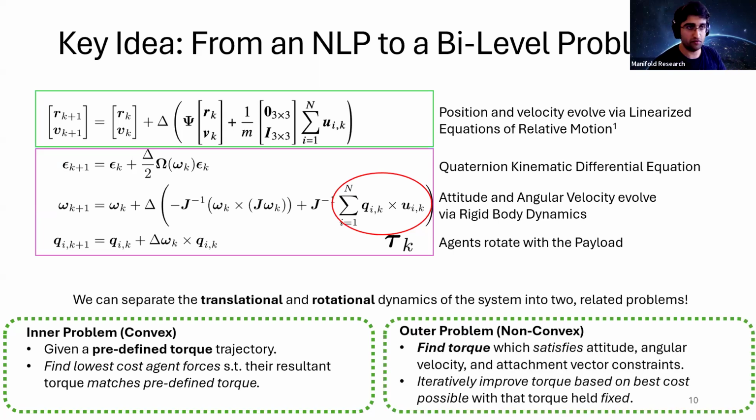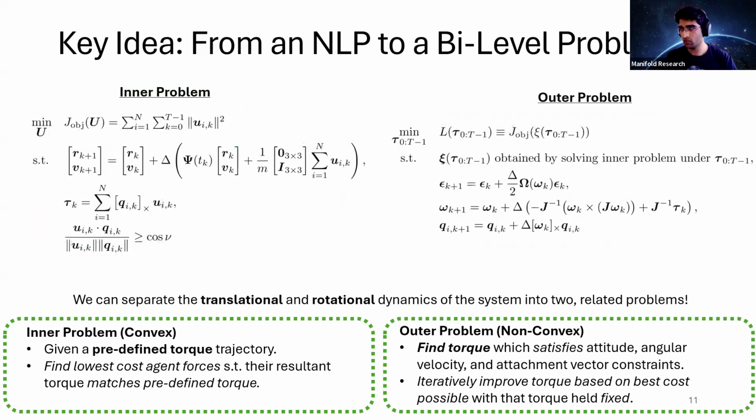The outer problem is non-convex. It says find a torque such that the attitude and angular velocity dynamics and constraints are satisfied. And then the outer problem is to iteratively improve that torque such that the cost of the inner problem keeps decreasing. Every time that we tweak the torque trajectory, we resolve the inner problem and find what the best possible agent forces are given that torque trajectory. This is the bi-level formulation of this problem. So these are the inner problem and outer problem more formally stated, which is pretty much a repeat of what we had earlier.